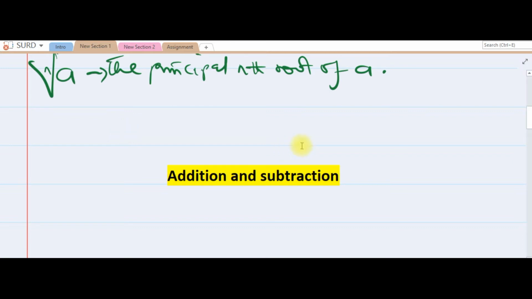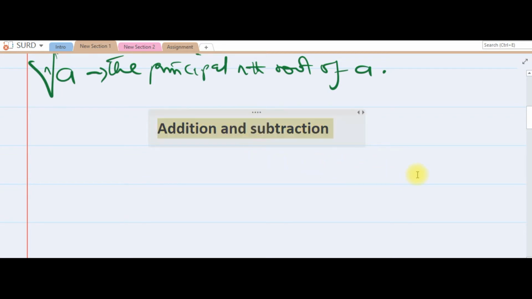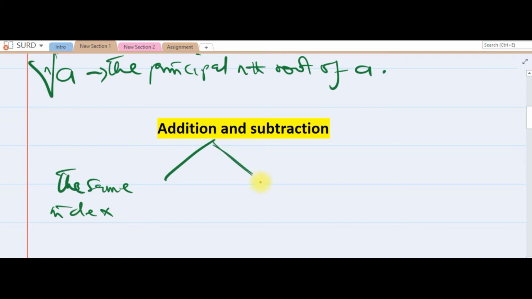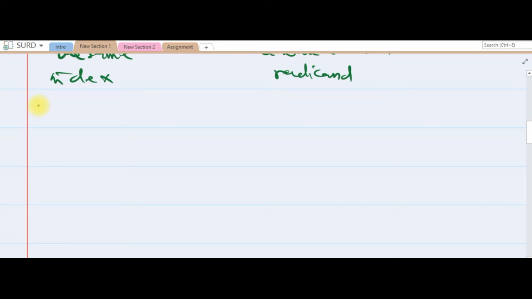For us to add two or more surds, they must have the same index and radicand. So we add or subtract surds if they have the same index and a common radicand. I'm saying that you can add this because they have the common index, here is 2, and the common radicand is 2 also.